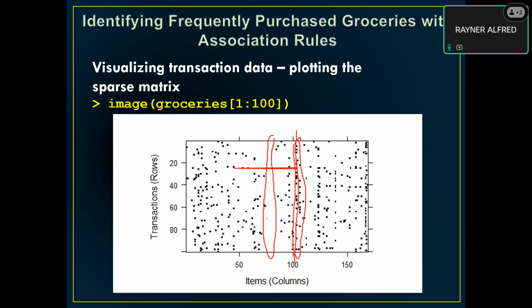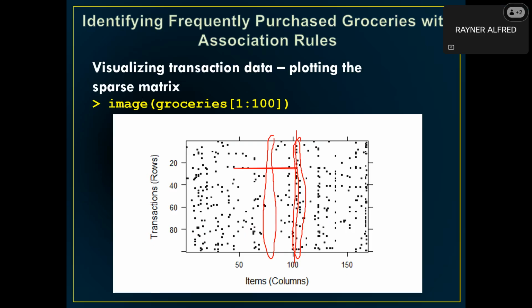Okay. So we can use this function called image to look at the pattern for the 100 transactions, for all the columns that we have.